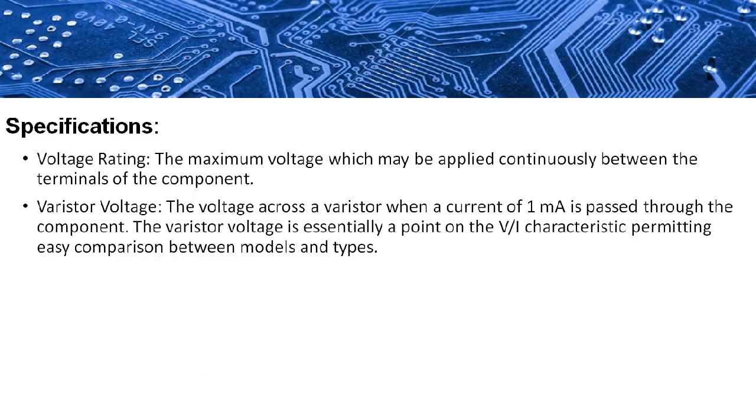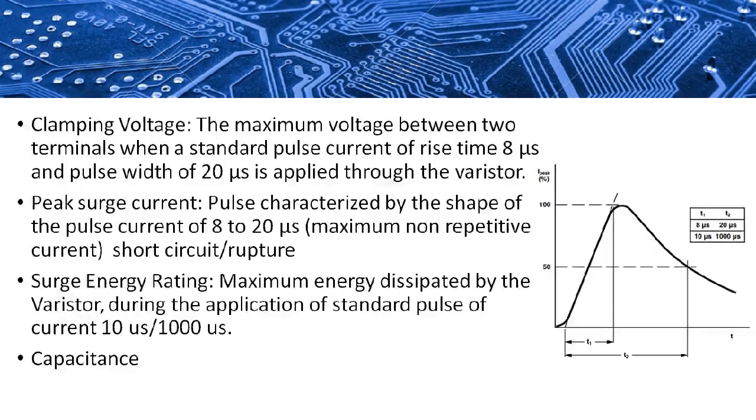The typical specifications of the varistor are voltage rating, that is the maximum voltage that may be applied continuously between the terminals of the component. The other one is varistor voltage. This is the voltage across the varistor when a 1 milliampere current is passed through the component. This specification is used for comparison between the models and types of the varistor. The next one is clamping voltage. This is the maximum voltage between the terminals when a standard pulse of current with rise time of 8 microseconds and pulse width of 20 microseconds is applied through the varistor.